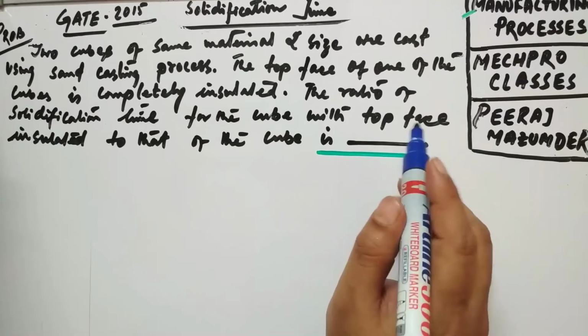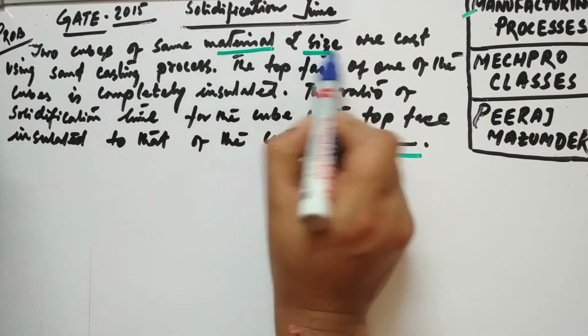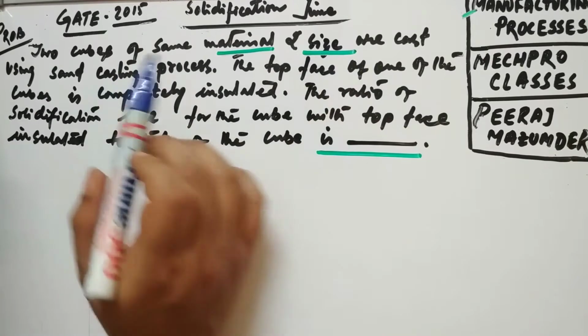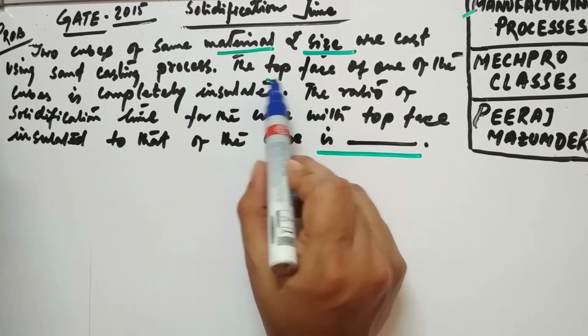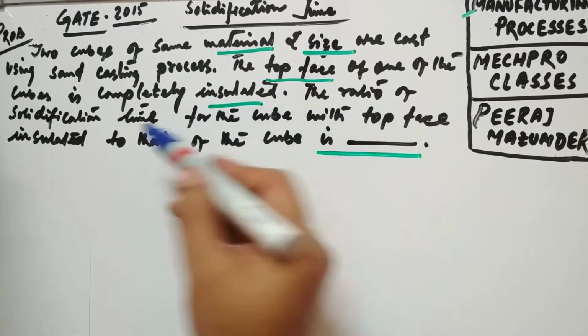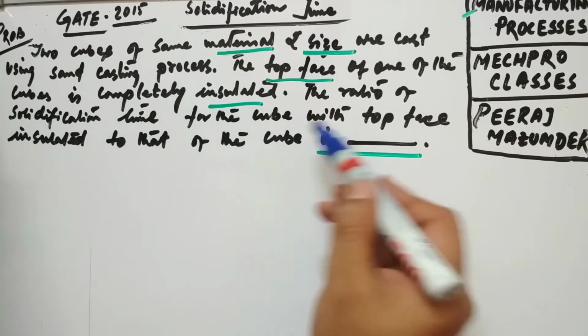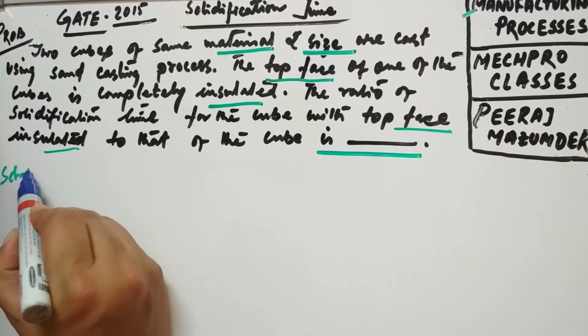Okay, now look, we are given 2 cubes of same material and size are cast using sand casting process. Now one of the cubes is having the top face completely insulated. So now we have to find the ratio of the solidification time for the cube with top face insulated. Okay, so let us start the problem.